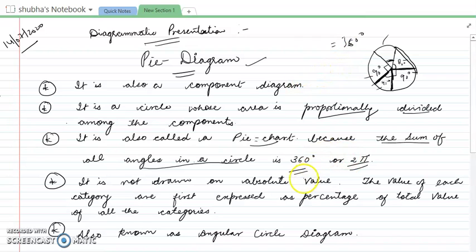I hope it is very much clear to you. The sum of all the angles in a circle is 360 degrees. And the third point, it is not drawn on absolute values. That means each value, each component, each part is converted into percentages first and then converted into degrees. Then we draw the pie diagram, right? It is also known as angular circle diagram. Angular circle means angle-wise circle.